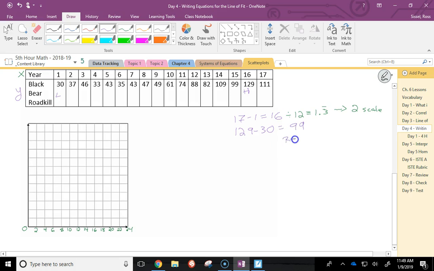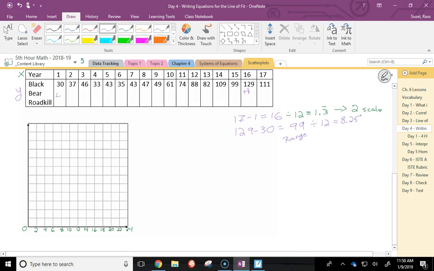Remember, that was my range. And then you said I'm going to divide my range by what? 11. Okay, we're going to do 12, because we have our 12 lines. 99 divided by 12 is 8.25. That means that is our minimal scale. It has to be at least 8.25.